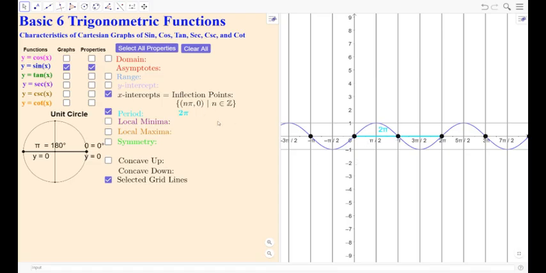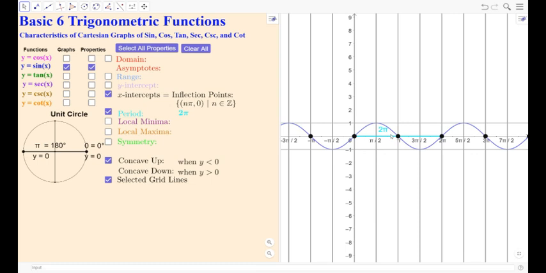I do want to mention something else about the x-intercepts before I forget. The x-intercepts are also inflection points. Now let's talk about concavity first, just a minute. This is concave up when y is negative. So any of the times when y is negative, it's what we call concave up. That's basically like a right side up bowl. Okay, so it looks like that. Whereas it's concave down on the part where y is positive, like from 0 to pi or from 2 pi to 3 pi, that's when the bowl is upside down.